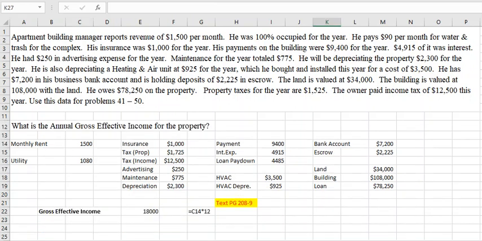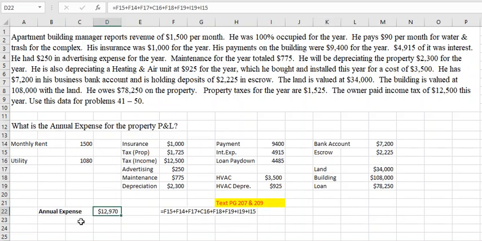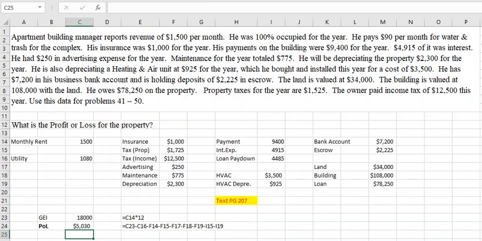Again, previously we calculated a gross effective income of $18,000. We also calculated an annual expense of $12,970. So we net those two to get a profit or loss of $5,030. This can be reviewed in your text on page 207.